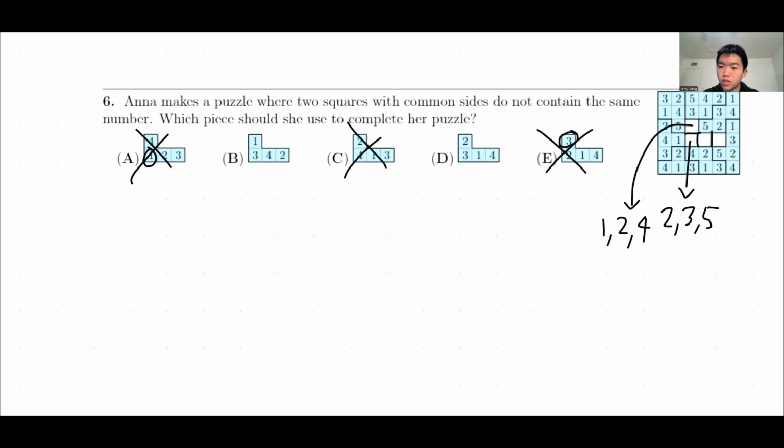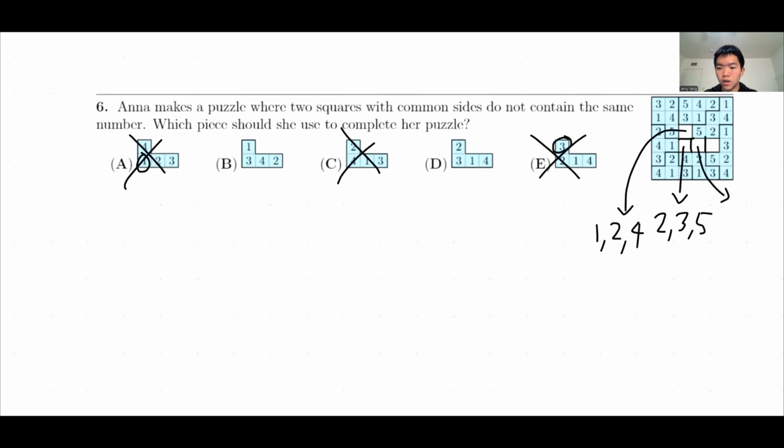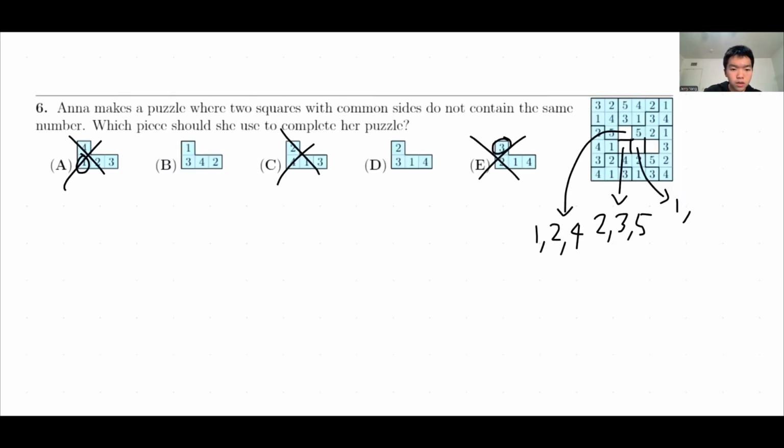Now, with this third square, we eliminate the options of 2 and 5, meaning that we only have the option of 1, 3, and 4. So let's check our answer choices. 1, 3, 4. 4 is right there. 1, 3, 4. You can have a 1.